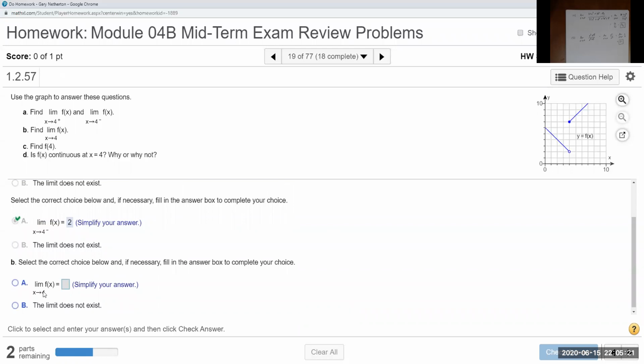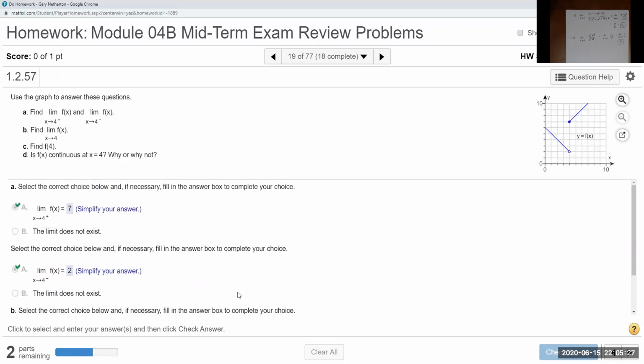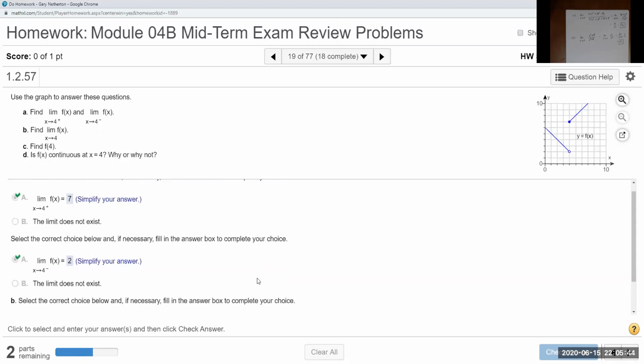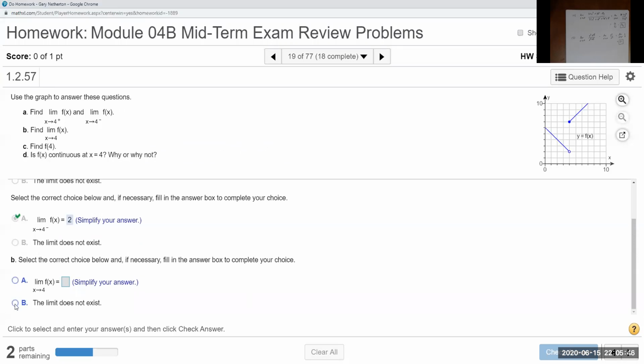Now, they say, what's the limit of the function when x approaches 4? Of course, we've already done the work because in part A, we looked at the limit as x approaches 4 from the high side or the positive side, and the next part was from the low side. There's only a limit if those two things are equal. Since those numbers are different, as it turns out, the limit does not exist.